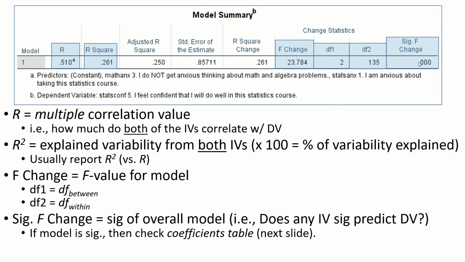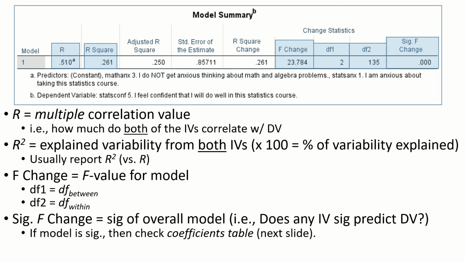And so our p-value is significant, so that means at least one of these independent variables, math anxiety or stats anxiety, significantly, uniquely predicts our outcome here. And getting a significant model here, a significant p-value here, is not surprising.